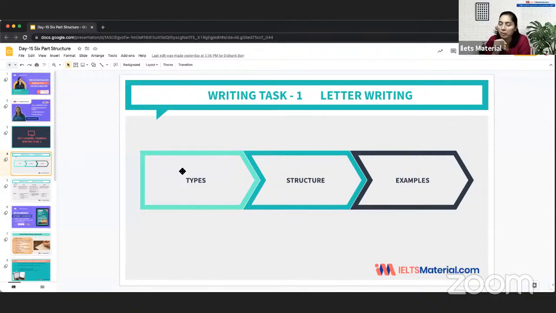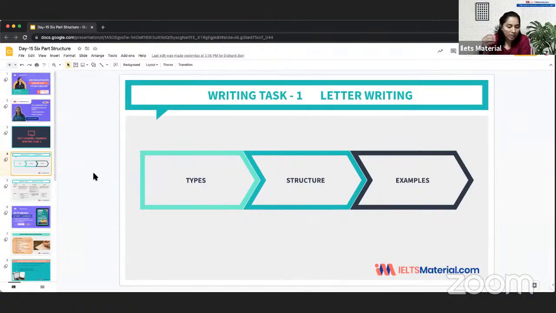Formal, yes. Informal, and then semi-formal, yes. So you have 3 types of letters: formal, semi-formal, and informal.